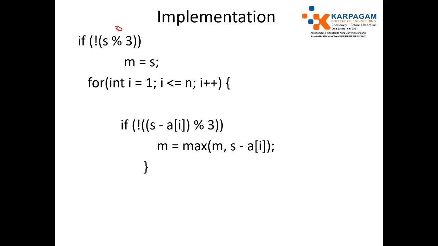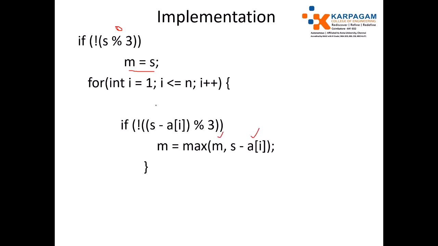Just take the remaining from S, when there is a first mango, subtract it from this sum, and check whether it is divisible by 3. If it is divisible by 3, just find the maximum value. This is max, already the maximum value. This maximum value is compared with the value after removing. If the condition is not true, this condition will work. Here we are finding the maximum value among m and s minus a[i].